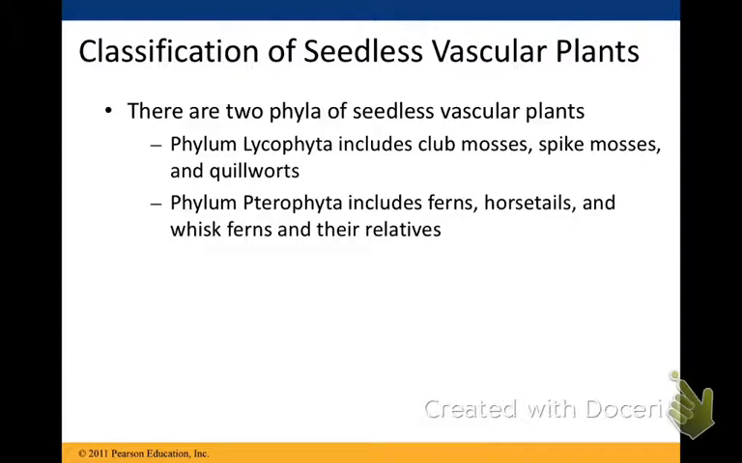Okay, so the first group of plants that we looked at were the seedless vascular plants, and this consists of two phyla. The most primitive of which are the Lycophyta, which include club mosses, spike mosses, and quillworts. And the second phylum is the Pterophyta, which includes ferns, horsetails, and whisk ferns.